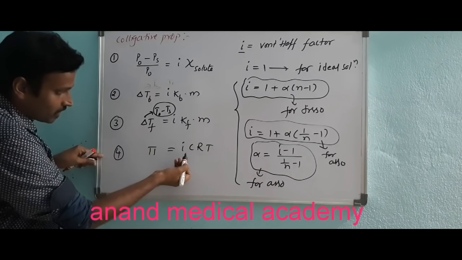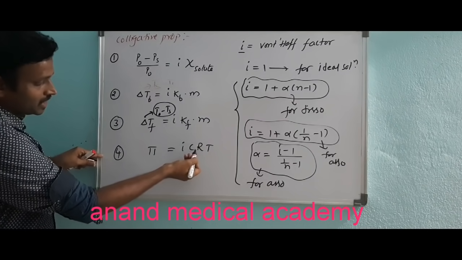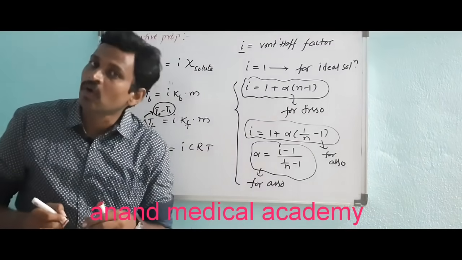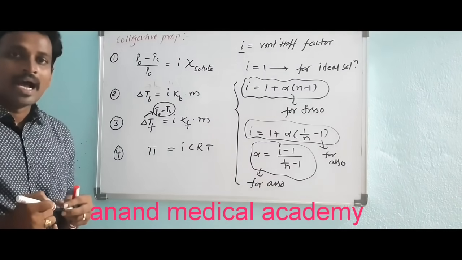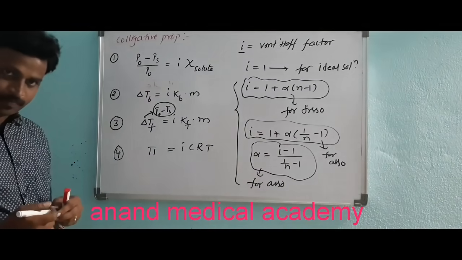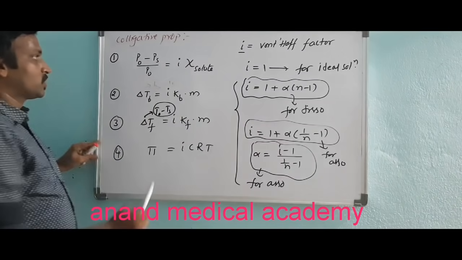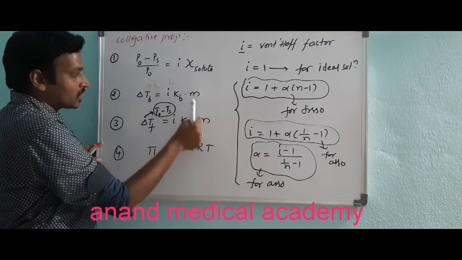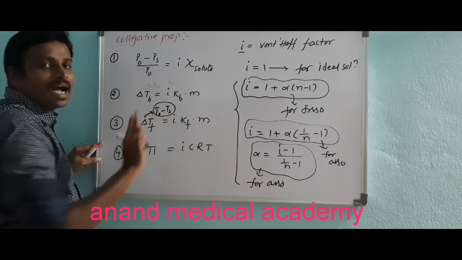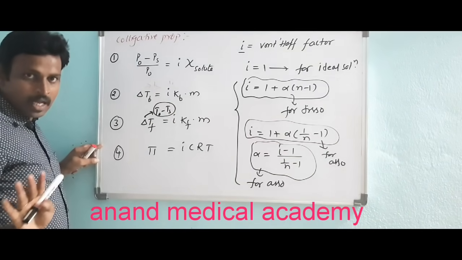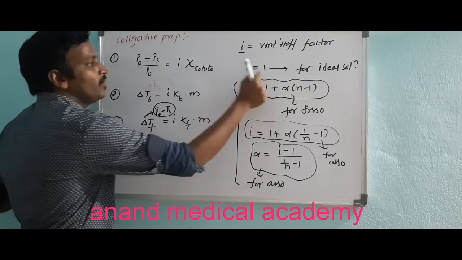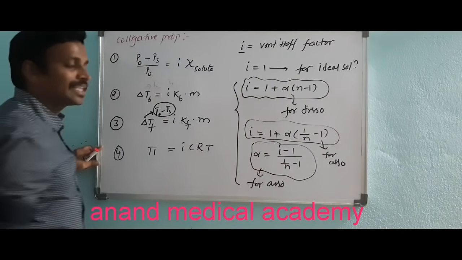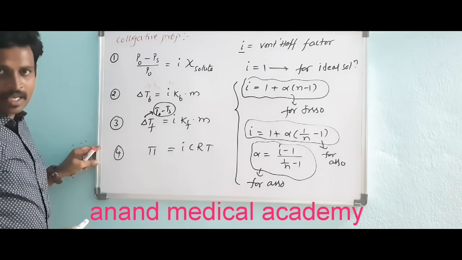here pi is osmotic pressure, pi equals iCRT, and i we use for non-ideal solutions. i is the Van't Hoff factor, but for ideal solutions there will be only the particular concentrations, there won't be i. So i will be 1 for ideal solutions. For ideal solutions, i equals 1 we have to take.